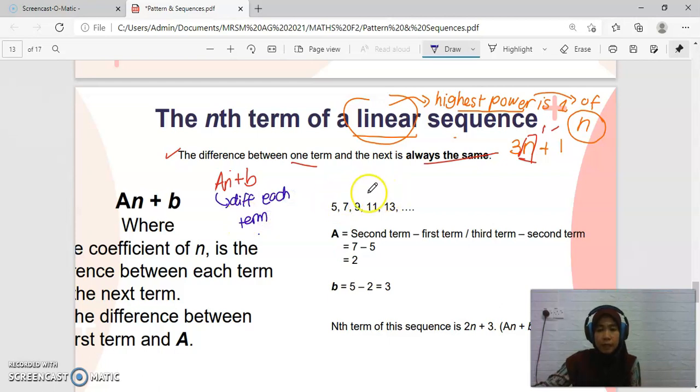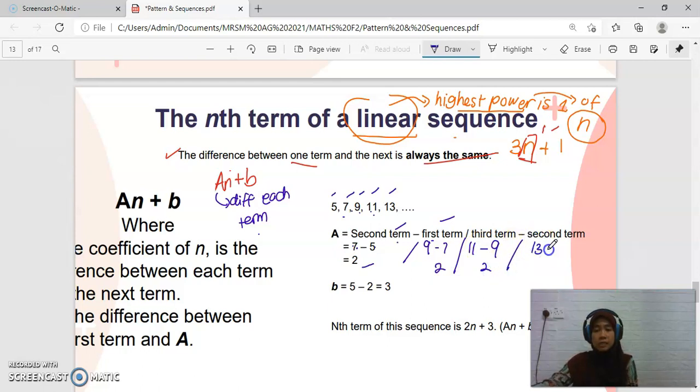So for this number, okay, 5, 7, 9, 11, 13. So different dia berapa? Nak check different dia. Second term minus first term, ataupun third term minus second term, ataupun fourth term minus third term, ataupun fifth term minus fourth term. So kat sini kita dapat 7 minus 5 equal to 2, ataupun 9 minus 7 equal to 2, or 11 minus 9 equal to 2, or 13 minus 11 equal to 2. Ini yang saya cerita tadi lah. The difference between one term and the next is always the same. Automatically, that is the linear sequence.